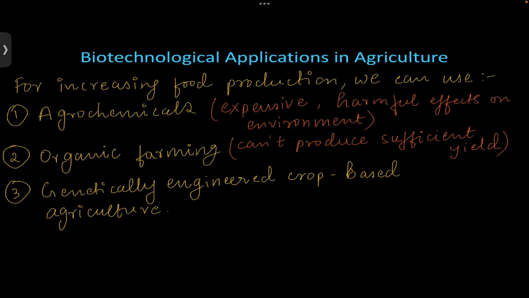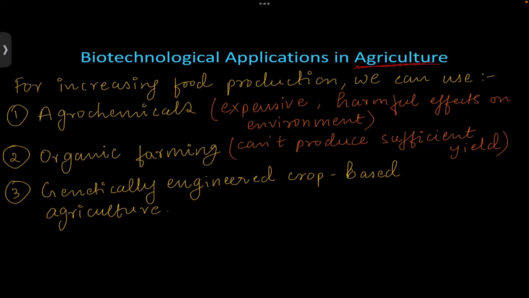Now we are going to see how biotech has actually helped us in the field of agriculture, for increasing food production. The main goal of all farmers and all those concerned with agriculture and food production is that more and more food should be produced so that the growing population of our country can be fed and people are not starved, right? To reach this goal, biotech has really helped us.